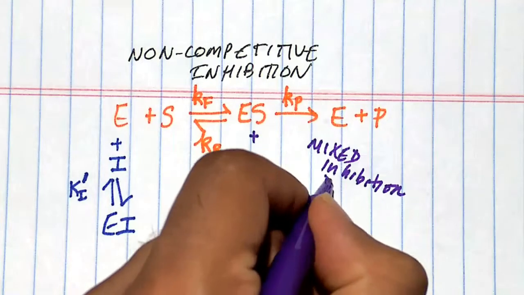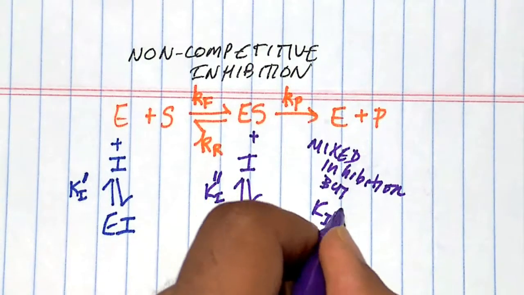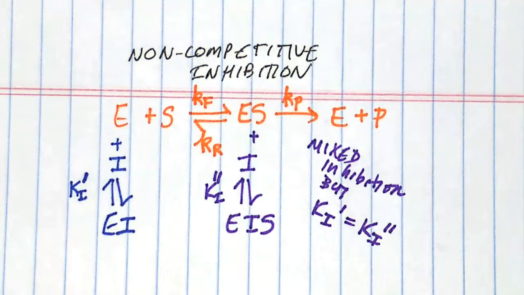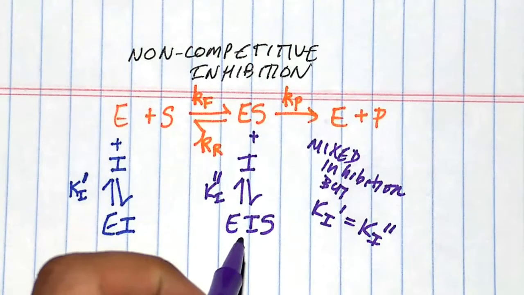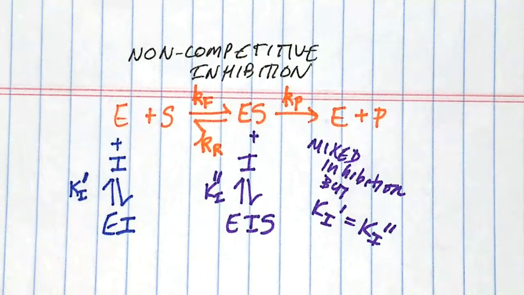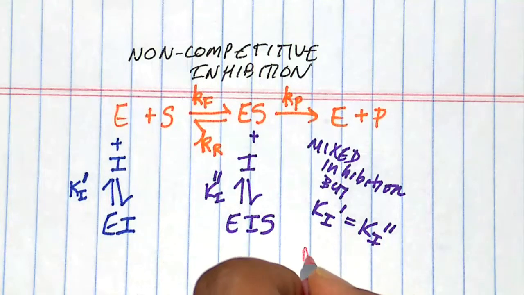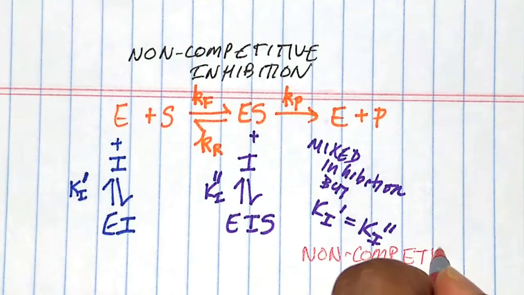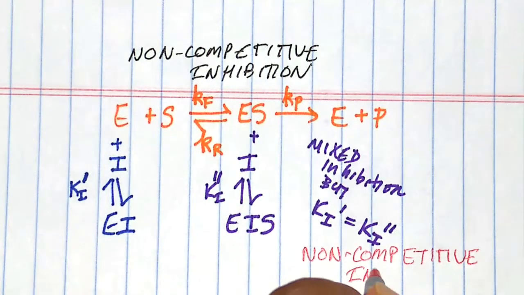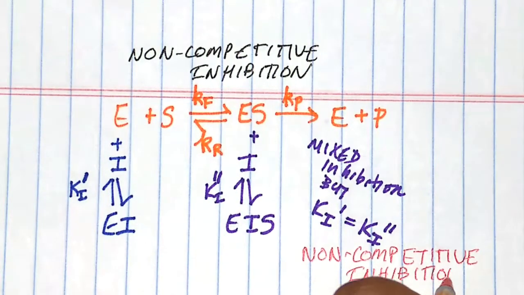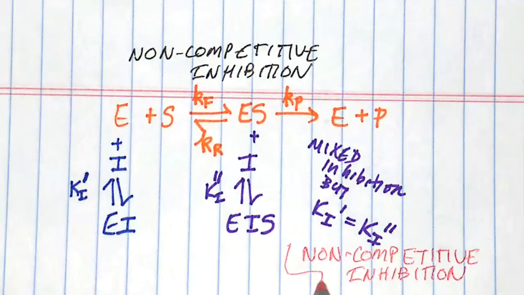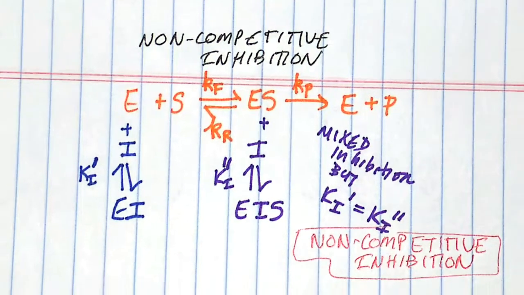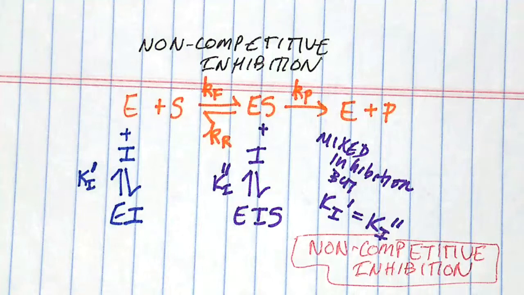But if the dissociation constants are equal to one another, that is, if EI will dissociate to E and I at the same rate where EIS will dissociate to ES and I, then we will have non-competitive inhibition. Sometimes called pure non-competitive inhibition, and this is the form that we will focus on because of the ease. The equations come out a little bit easier in non-competitive inhibition.